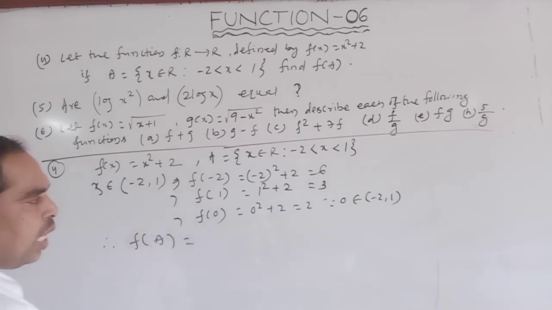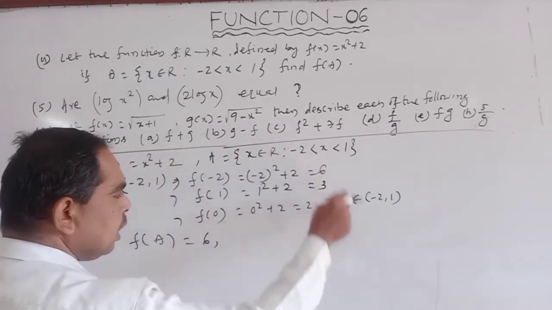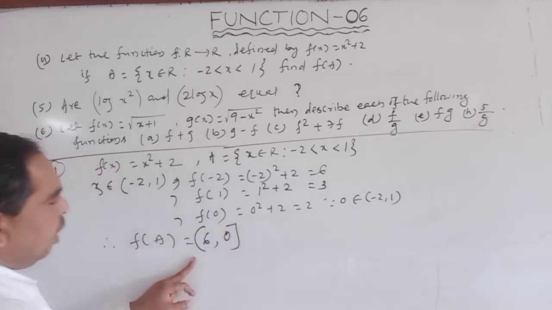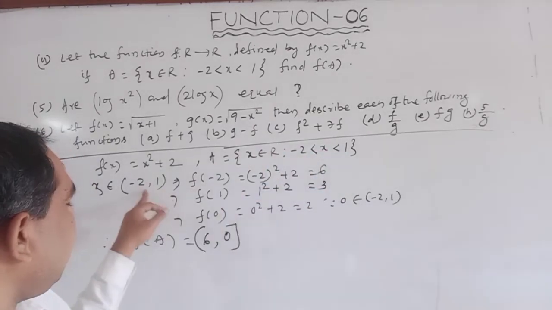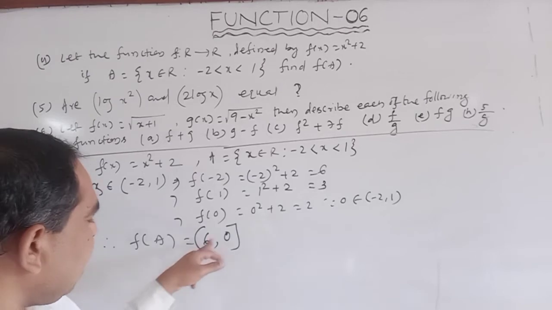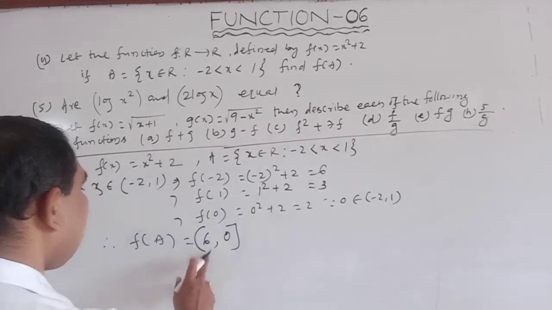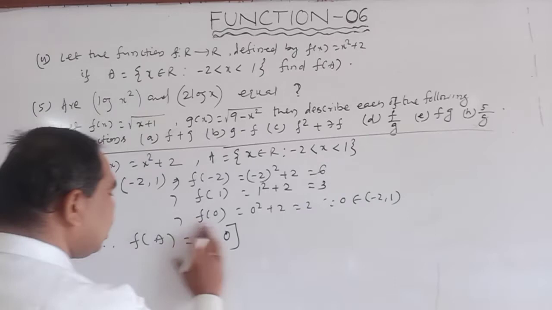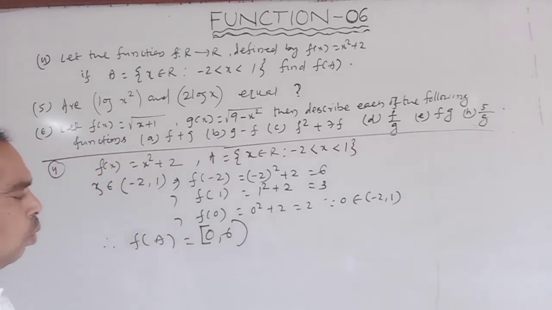Therefore the range of f of A: what is the maximum value of these three? The maximum value means 6, and the minimum value of these three is 0. So 6 is open, because minus 2 is not there; x is strictly greater than minus 2. And 0 already belongs to the interval minus 2 to 1. Hence f of A is equal to the semi-open semi-closed interval 0 to 6. Sorry, this is 0 to 6. So 0 is closed and 6 is open.